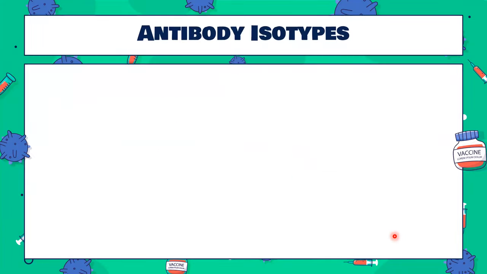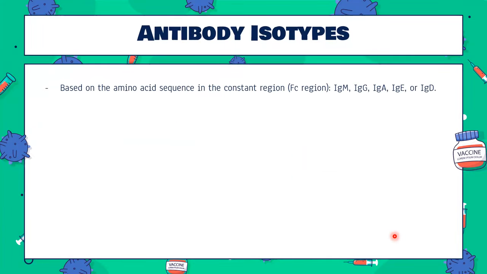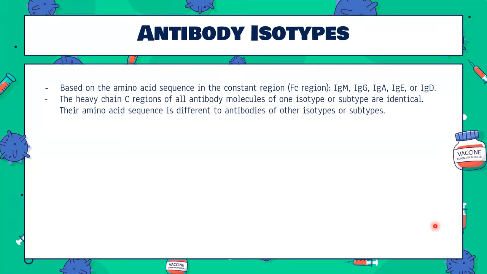Now, going back to our antibody isotypes, based on the amino acid sequence in the constant region, which is the FC region, which I told you guys was on the bottom of the Y, we can have IgM, IgG, IgA, IgE, or IgD. And we all know what those are by now, but the heavy chain C regions of all antibody molecules of one isotype or subtype are identical. And their amino acid sequence is different to the antibodies of other isotypes or subtypes.